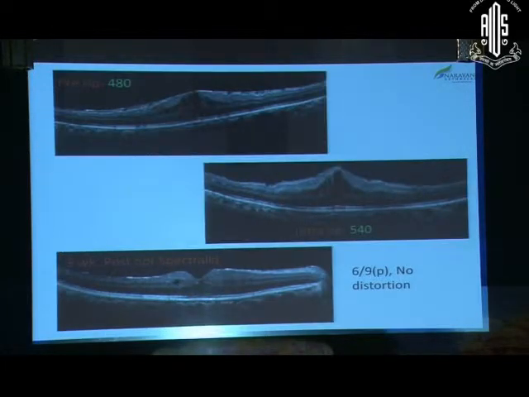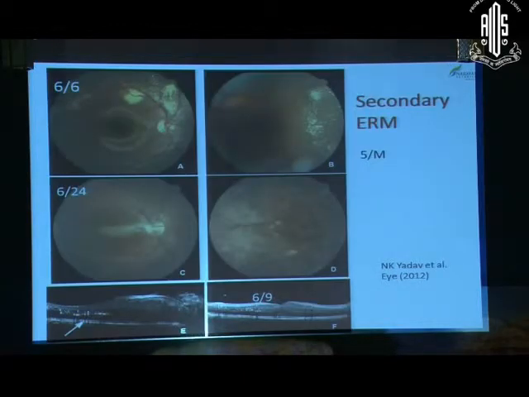So this patient underwent surgery. This is the intraoperative image. What I was talking about: immediately after the ERM removal, imaging was done. So you can see the undulations have increased. And this is 3 weeks post-op OCT, good anatomical improvement. And the patient was happy. There was no distortion.